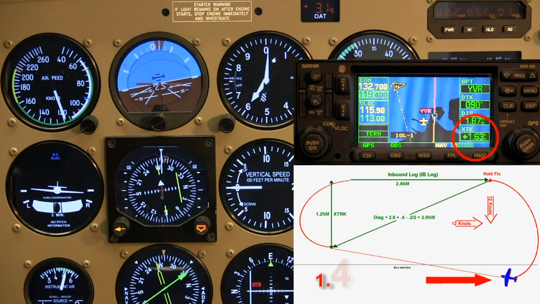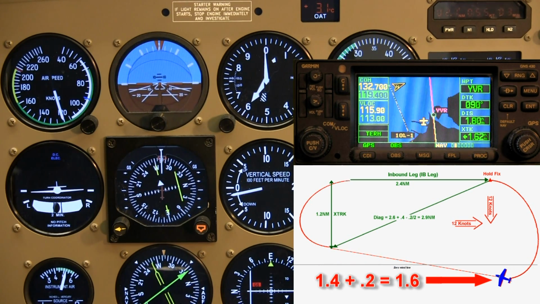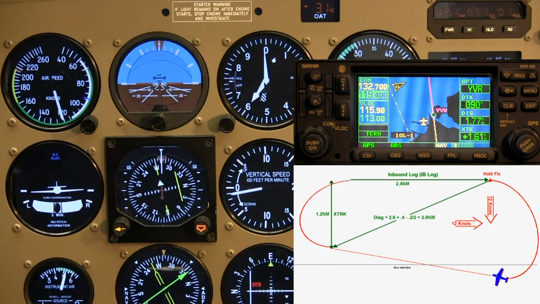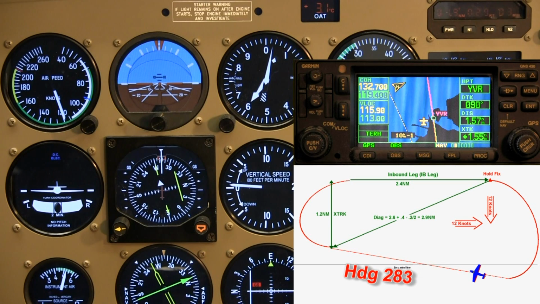As we roll out on heading 284, I expect the cross-track to be 0.2 more than normal, and it is. I hold my heading and expect the cross-track to decrease to 1.2 as the diagonal distance increases to 2.9.